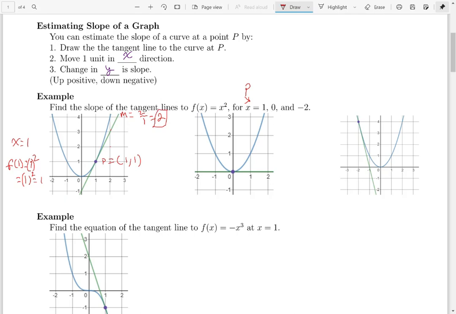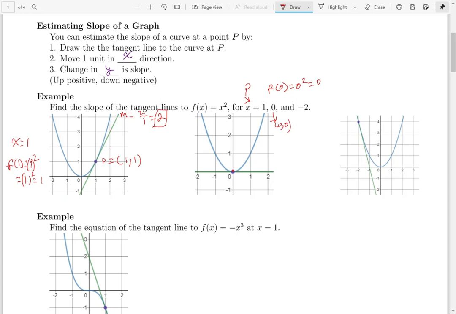Then the next point we're going to use is 0. Once again, you can plug in and calculate what is f of 0. F of 0 is just going to be 0 squared, which is of course 0, which means that this point for 0 is the point 0, 0. So there it is. Then we draw the tangent line to that.